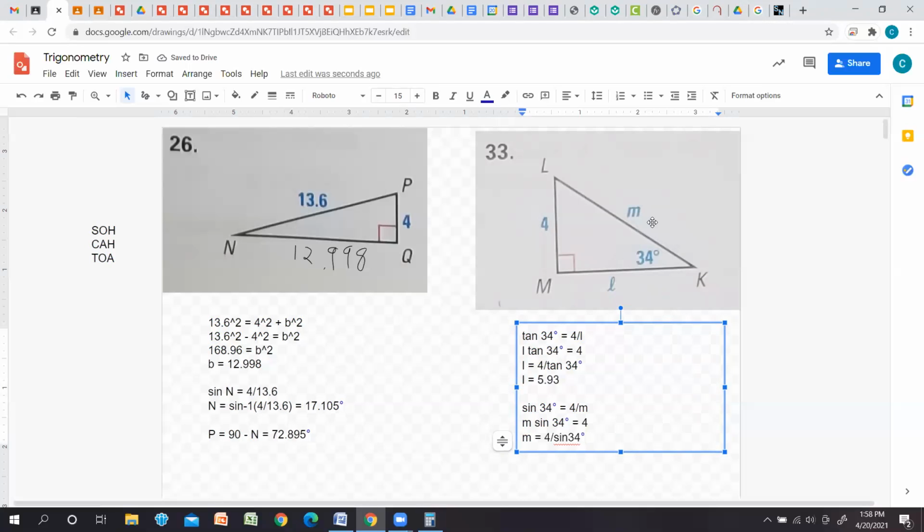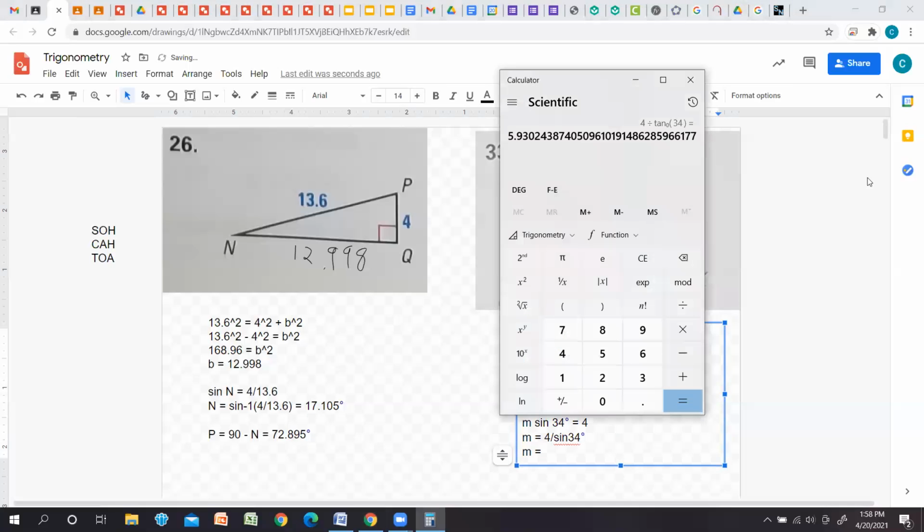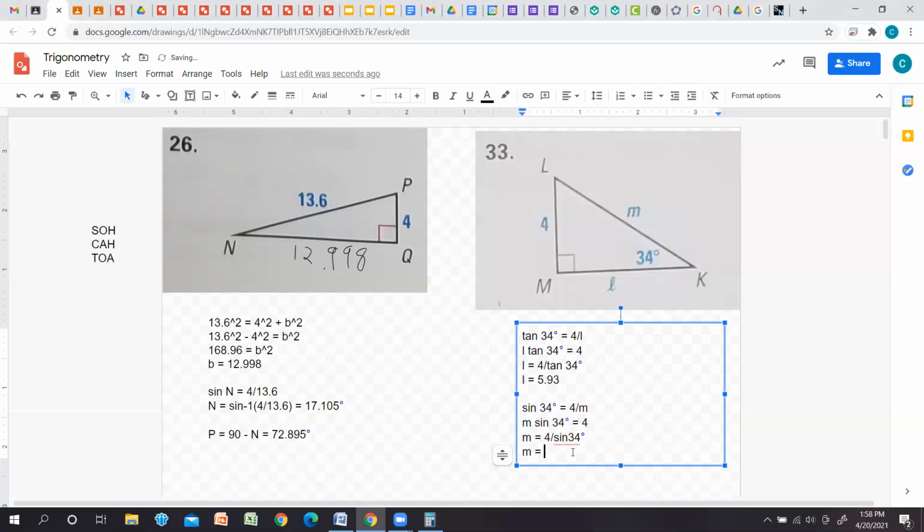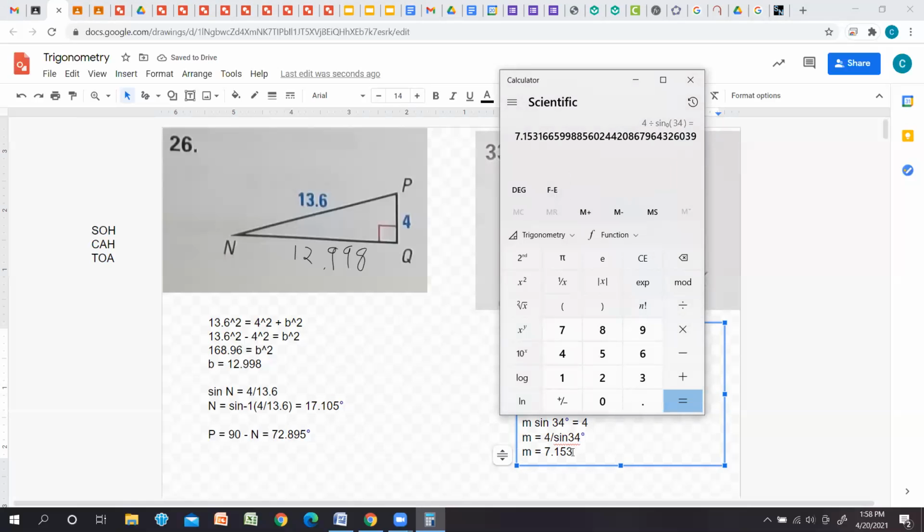And then to get M, we just can type in the calculator, 4 divided by sine of 34 degrees. Press equals, and I get 7.153. If you want to make sure you use the calculator correctly, you can input this question or one of these questions and see if you get the same answer to check your calculator.